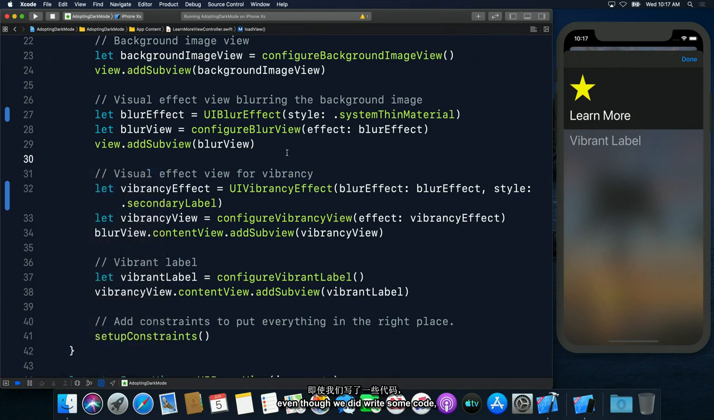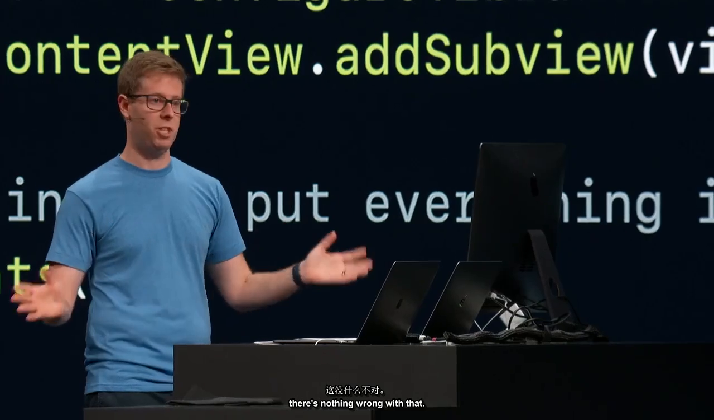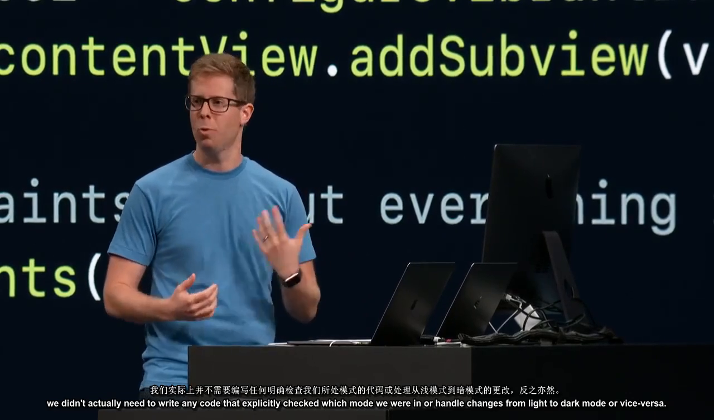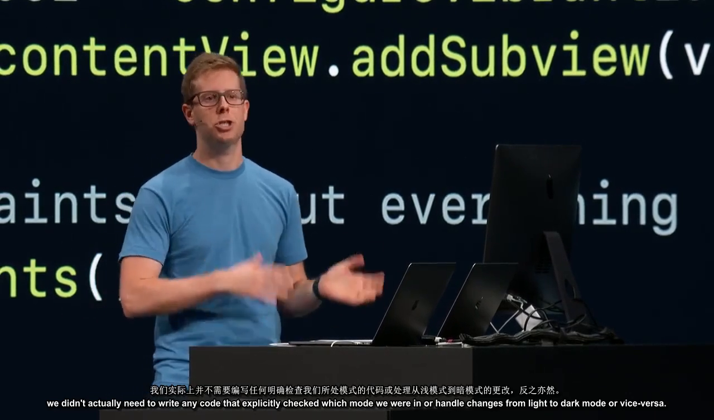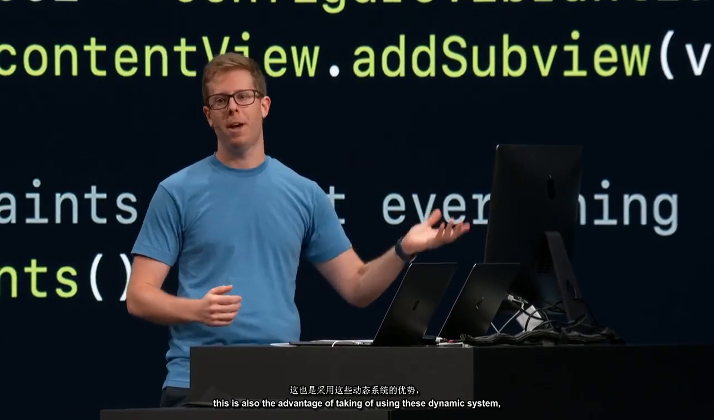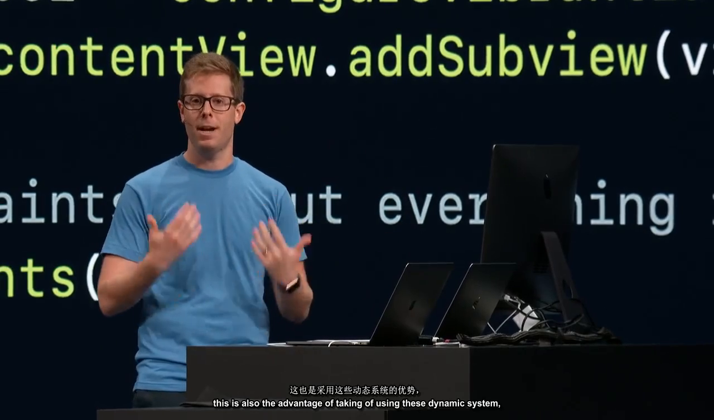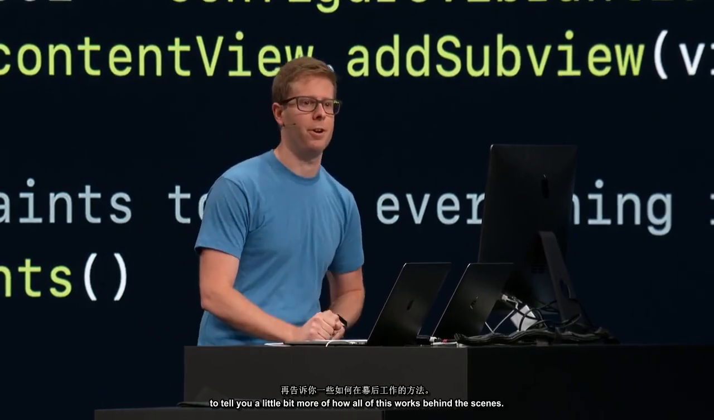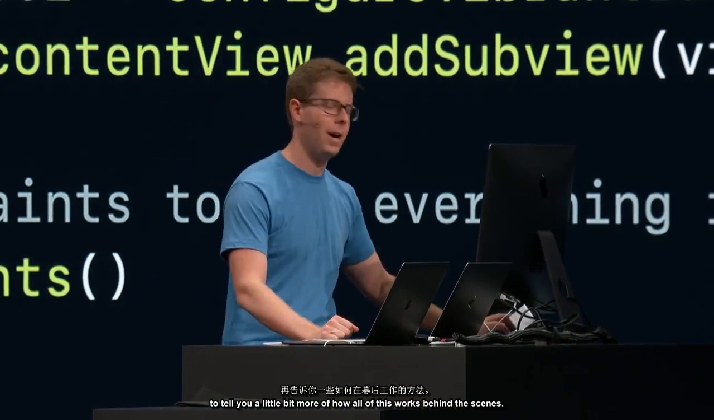So one point here is that even though we did write some code this time, there's nothing wrong with that, we didn't actually need to write any code that explicitly checked which mode we were in or handle changes from light to dark mode or vice versa. This is also the advantage of using these dynamic system colors and materials in your app. I'll hand it back over to Kurt to tell you a little bit more of how all of this works behind the scenes.